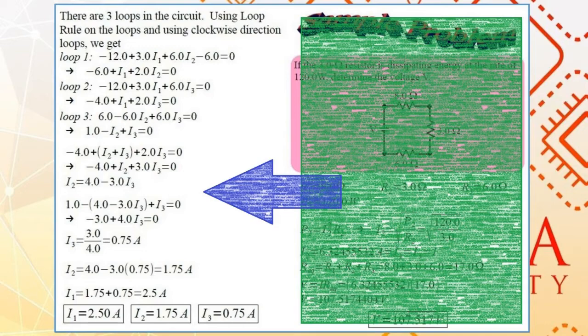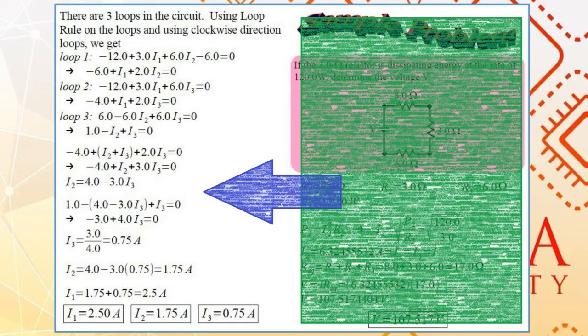We are able to calculate I3 to be 0.75 amperes. And knowing I3, we are able to get I2, 1.75 amperes. And finally, knowing I2 and I3, we get I1, 2.50 amperes.